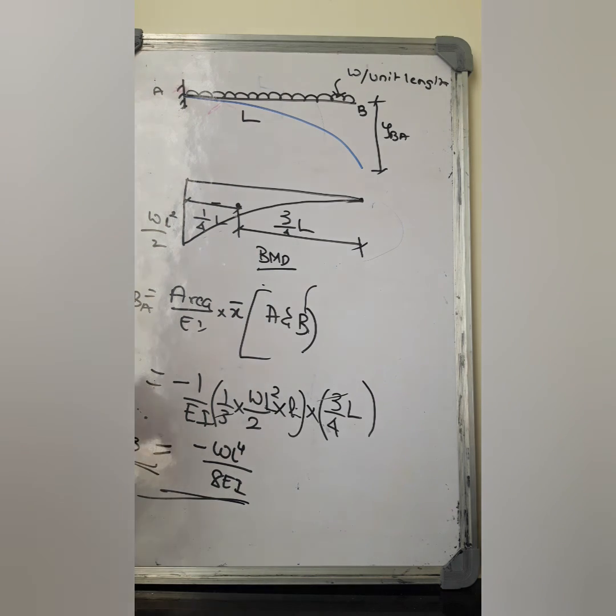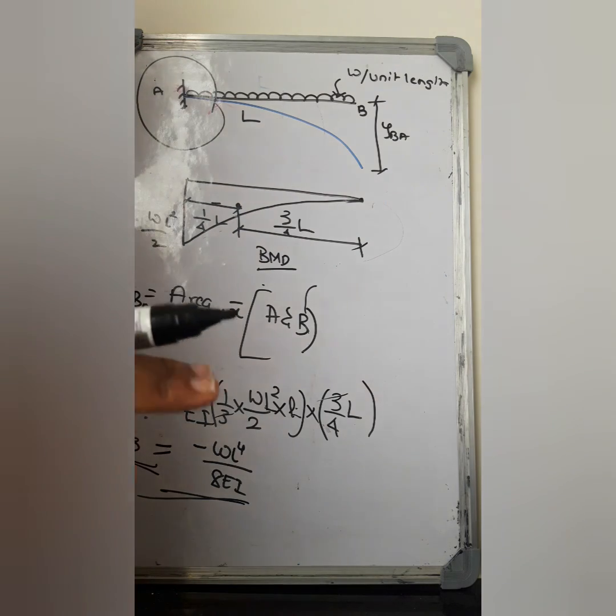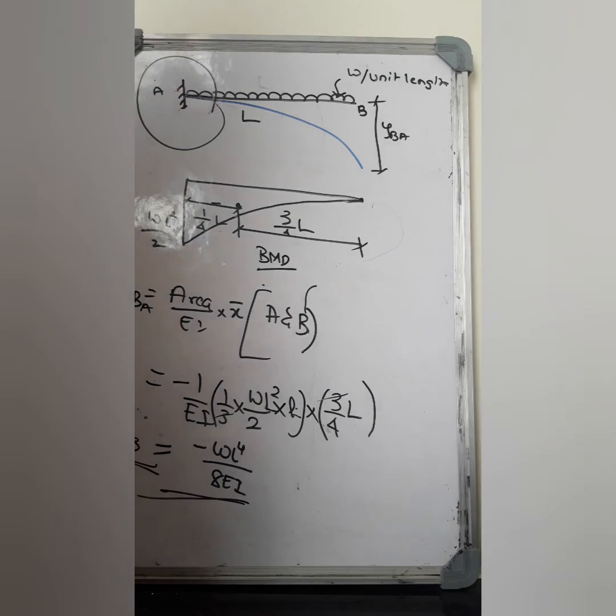Here always remember, since this is a fixed support, the deflection will be 0 at that point and the slope will be 0 at that point. Okay, so this is how you calculate the deflection and slope.